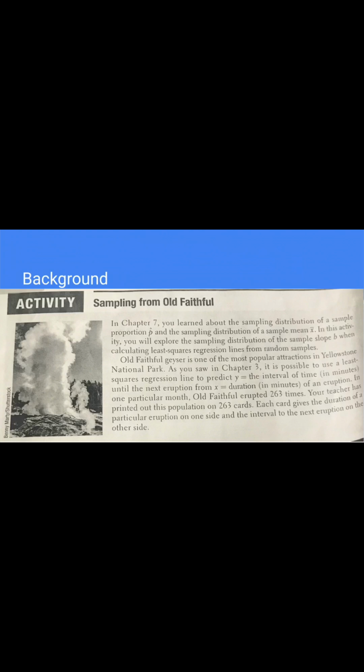Old Faithful Geyser is one of the most popular attractions in Yellowstone National Park, as you saw in Chapter 3. It is possible to use a least squares regression line to predict y equals the interval of time in minutes until the next eruption from x equals duration in minutes of an eruption. In one particular month, Old Faithful erupted 263 times. Your teacher has printed out this population on 263 cards. Each card gives the duration of a particular eruption on one side and the interval of the next eruption on the other side.